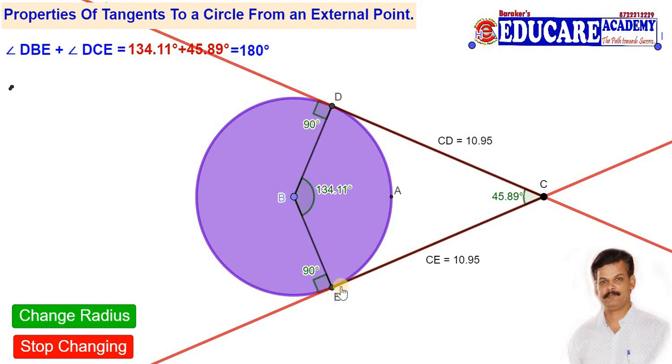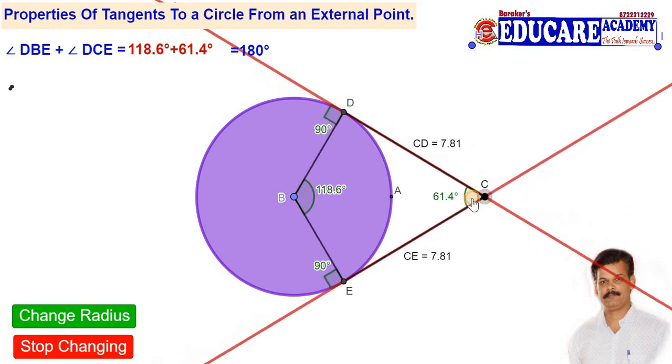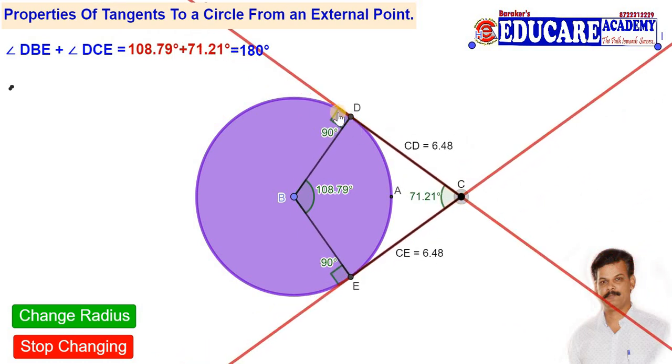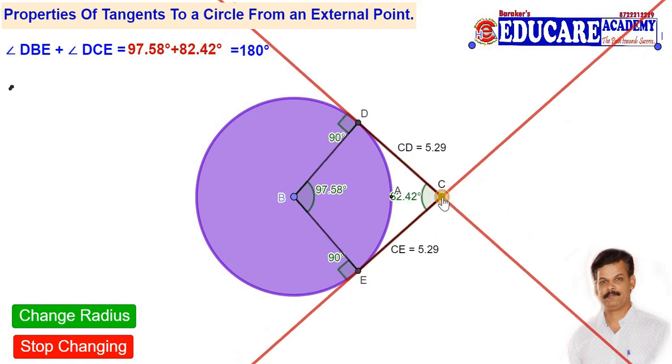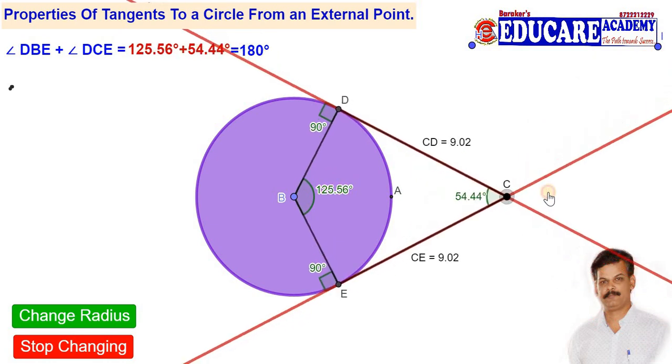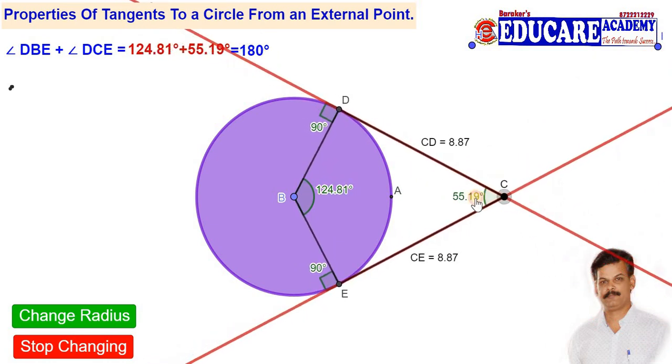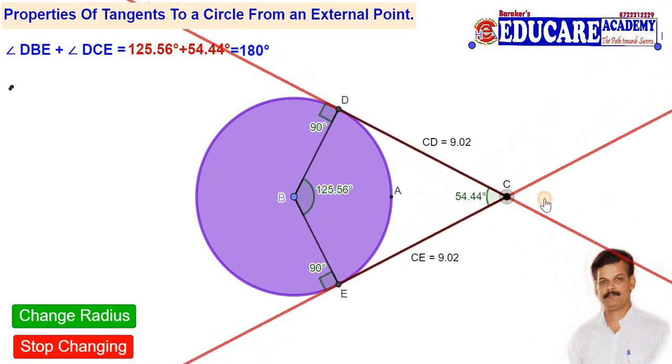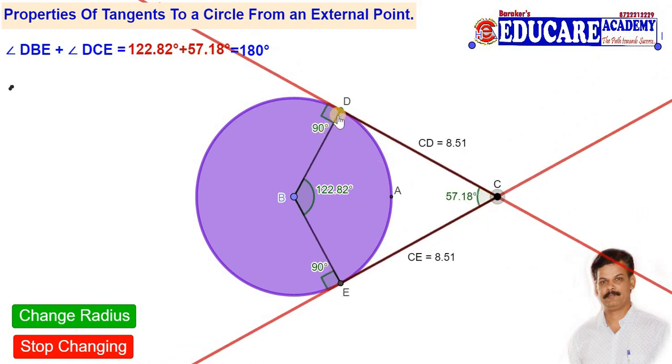Here also we can see the same thing. See, if you change the position of C, the position of the point of contact changes. I think you might have observed this. As I move this C towards or away from the circle, the position of the point of contact changes, but the angle made by the tangent with the radius is always 90 degrees. So this is the second property that we have to understand.